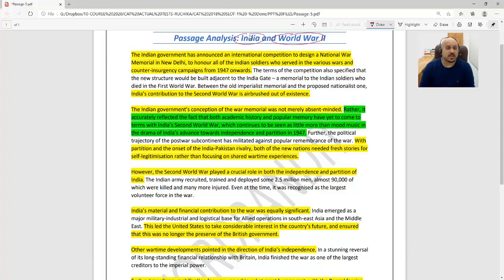Passage analysis videos would help you understand the passage, extract important information from the passage, and highlight the important things that you should learn from every passage. Let's get started here. What is this specific passage about?